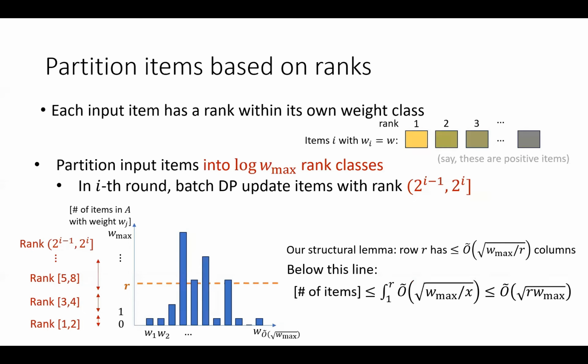So using our structural lemma, which says that the Rth row of this histogram has at most root W max over R columns, then we can obtain an upper bound on the total area below this horizontal line, which can be obtained by an integral from 1 to R. So after this calculation, we know that the number of items below row R should be root of R W max, which means that the total weight of these items should be root R times W max to the 1.5. So basically, this bound is the required DP table length once we finish the DP, which grows the columns of the histogram up to the Rth row.